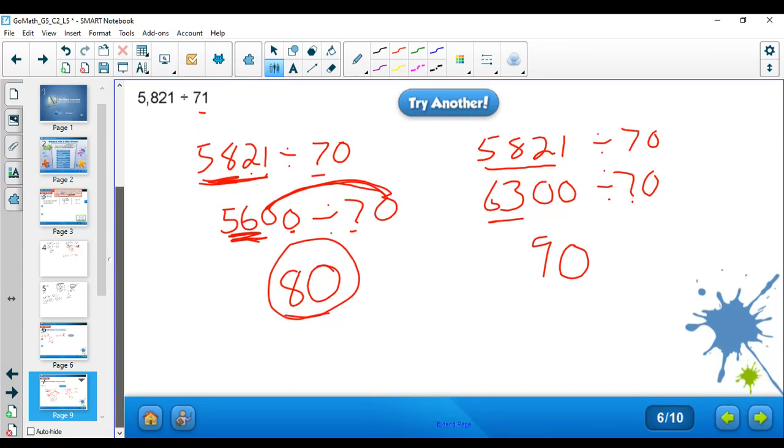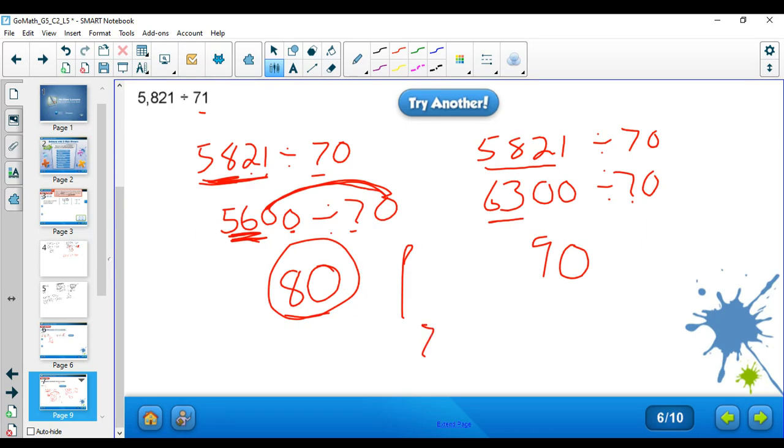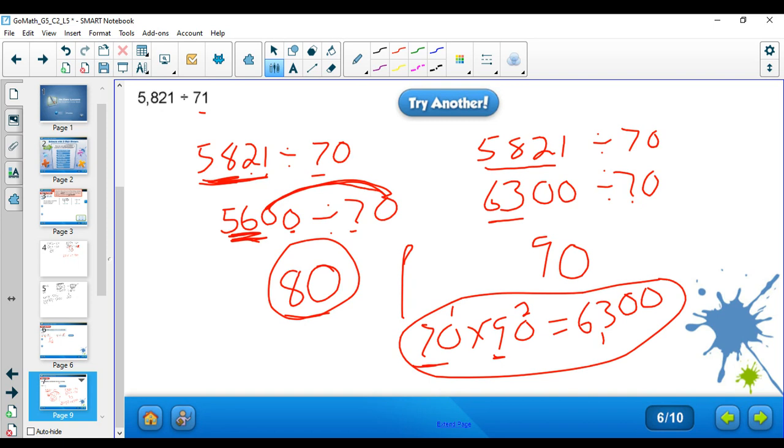Now, if we're not sure if it's 9 or 90 or 900 or what it is, we can always break this down. 70 times 90, right? And when we do problems like this, we say, well, our basic fact is 7 times 9, which is 63. And then we have 2 zeros that we need to put on the back end of this. And so that works out. So our high estimate is 90. Our low estimate is 80.